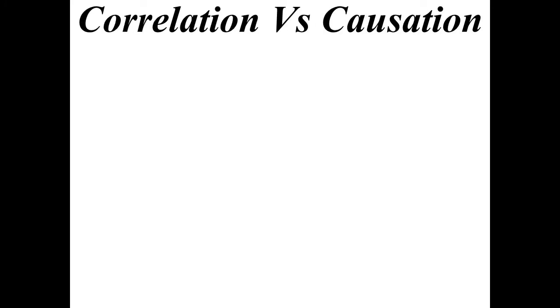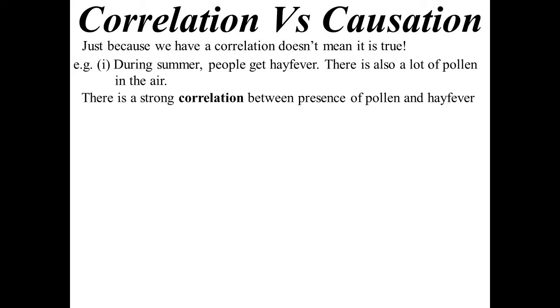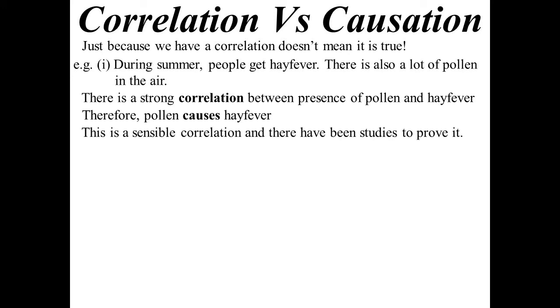Now, this brings up a really important point, the difference between correlation and causation. Just because you have a correlation doesn't mean it's true. Let me show you what I mean. During summer, people get hay fever. There's also a lot of pollen in the air during summer. There's a strong correlation between the presence of pollen and hay fever. So therefore, can we conclude that pollen causes hay fever? Well, that's a sensible correlation because there have been lots of studies that prove this to be true.